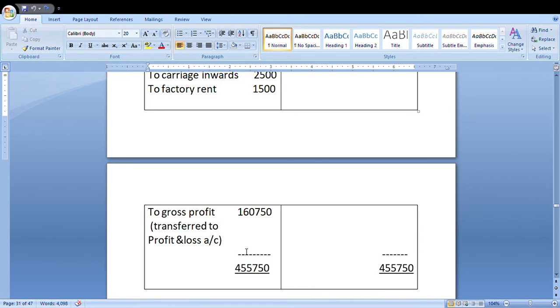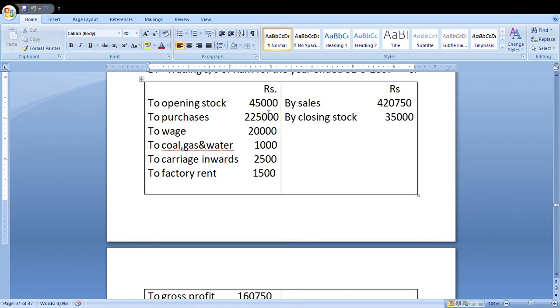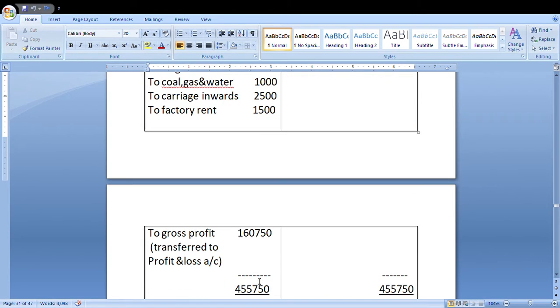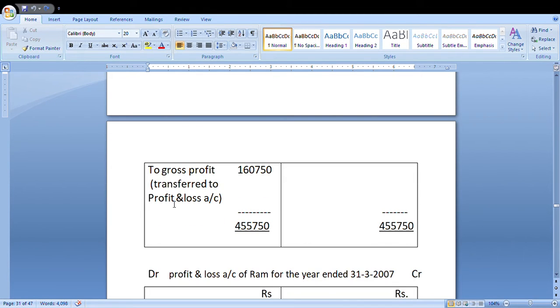From this total, all these items are deducted one by one. The balance is equal to gross profit. This total less all these expenses, the remaining balance is gross profit. This trading account is over. This gross profit is transferred to the profit and loss account.